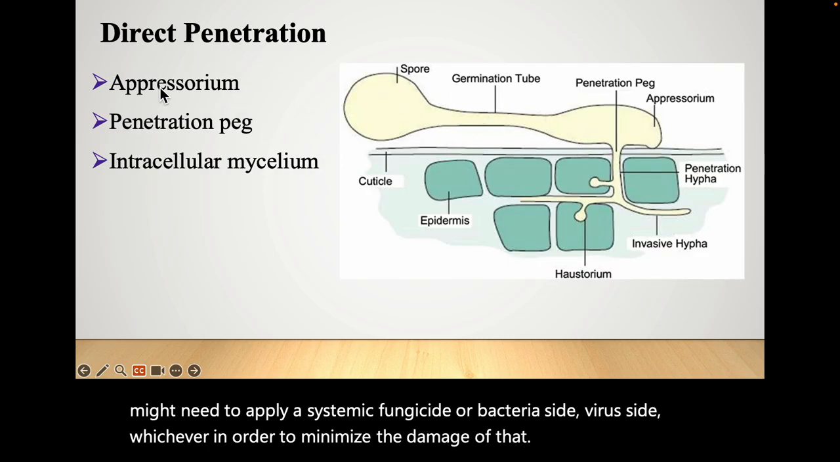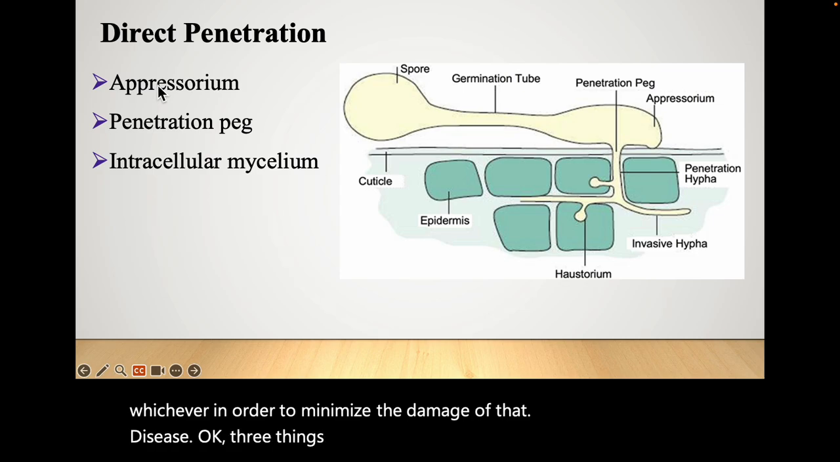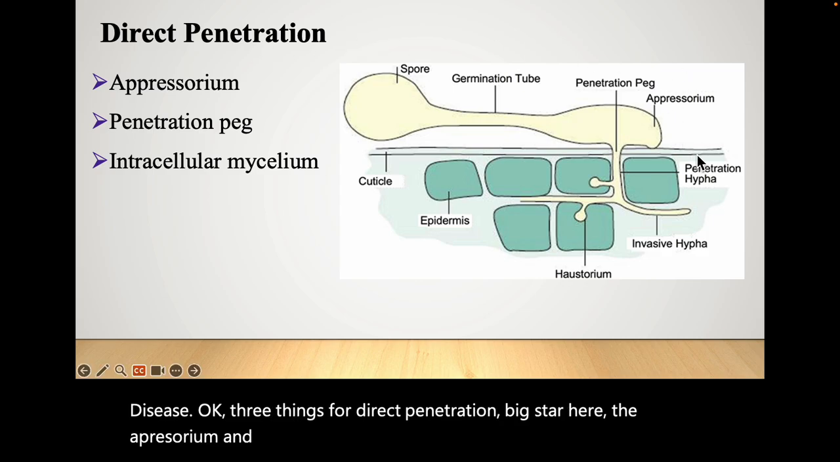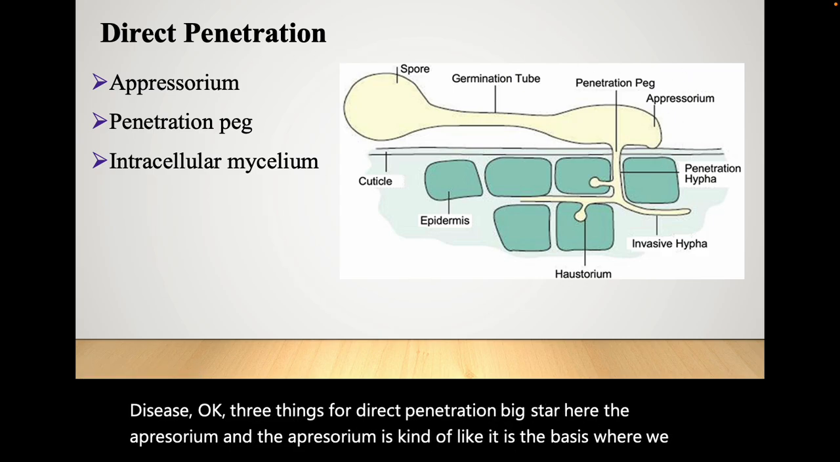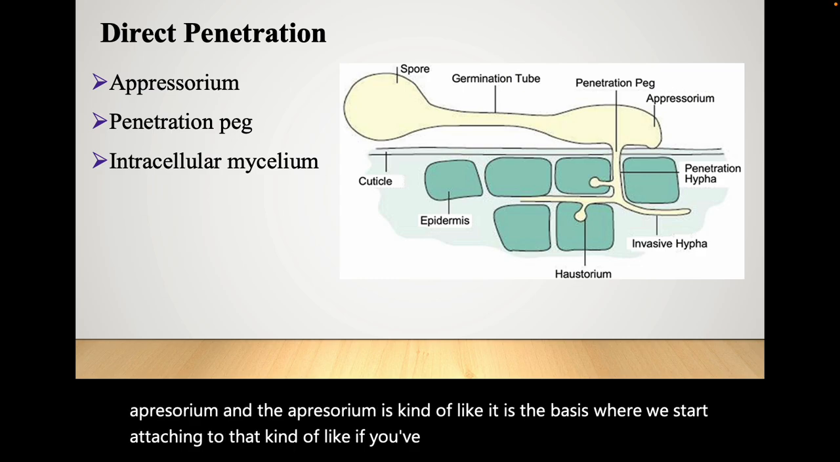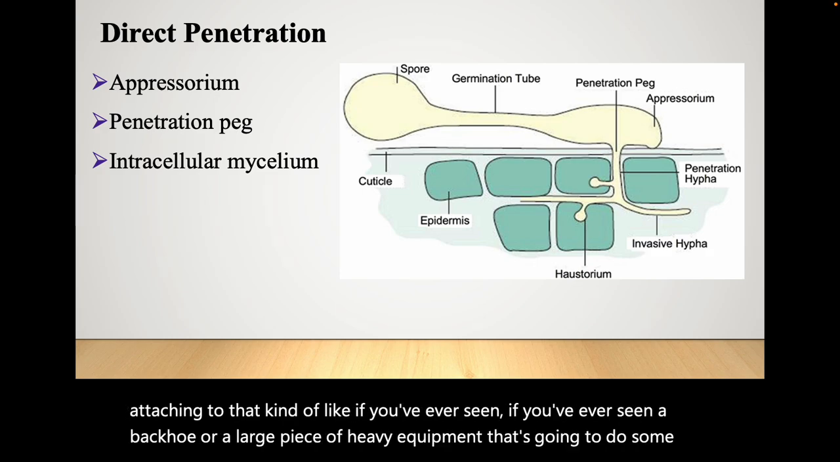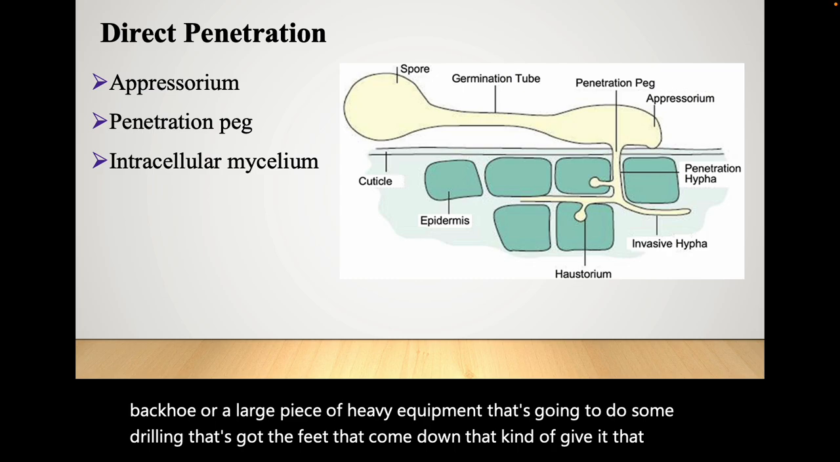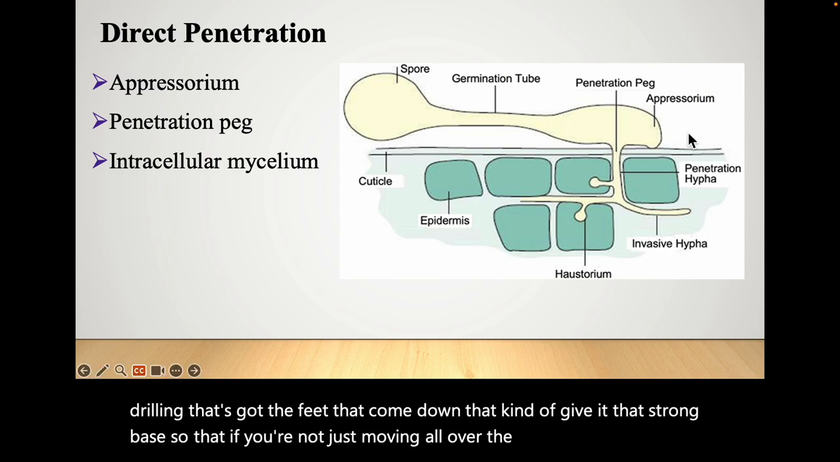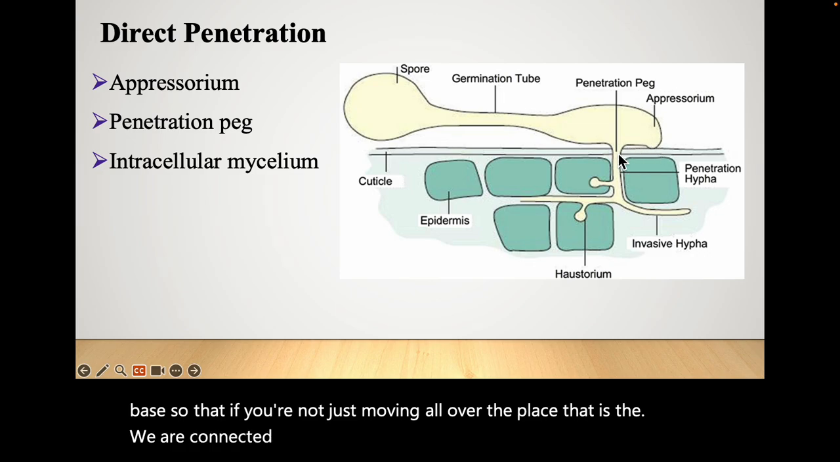Okay, 3 things for direct penetration, big star here, the appressorium. And the appressorium is kind of like the base. It's where we start attaching. Kind of like if you've ever seen a backhoe or a large piece of heavy equipment that's going to do some drilling. That's got the feet that come down that give it that strong base so that you're not just moving all over the place. That is the appressorium. We are connected here, and we are going to start drilling or penetrating with the penetration peg.